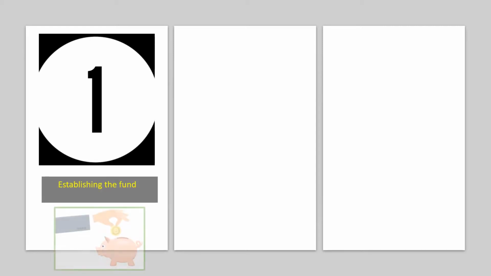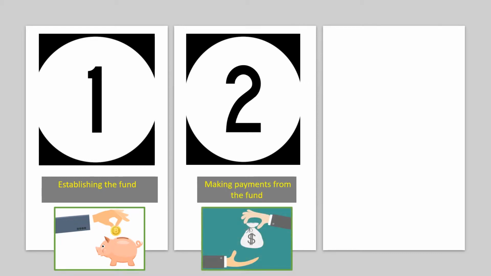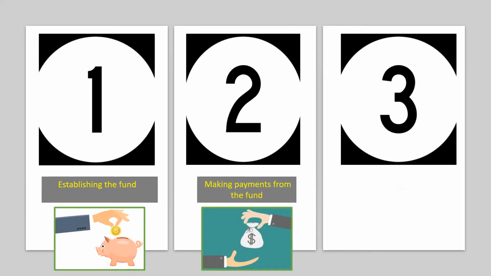For a business to have a petty cash fund, their operation must involve three activities. These include establishing the fund, making payments from the fund, and lastly, replenishing the fund.